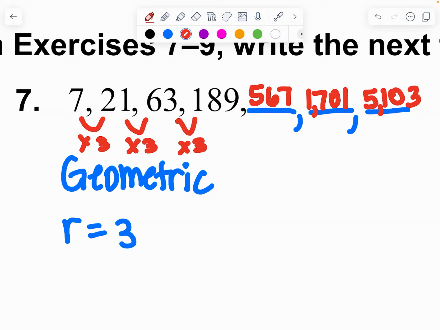Okay, if you're using your calculator to multiply by 3, that is an appropriate use of your time. If you're just playing around with your calculator, that is not what I'm asking you to do.